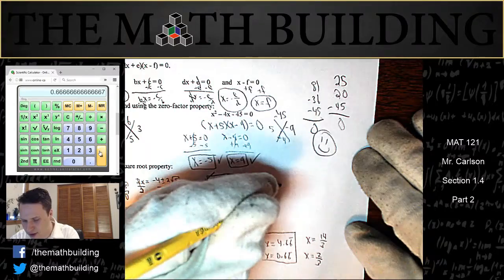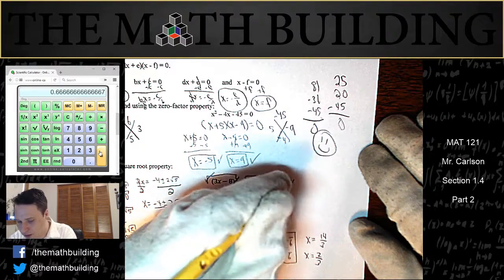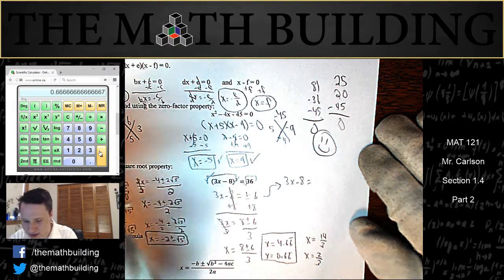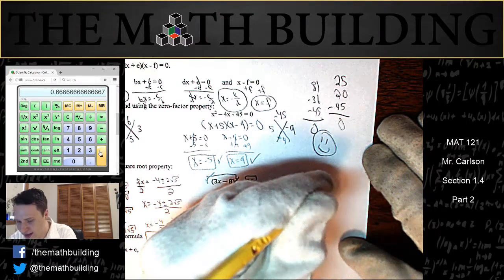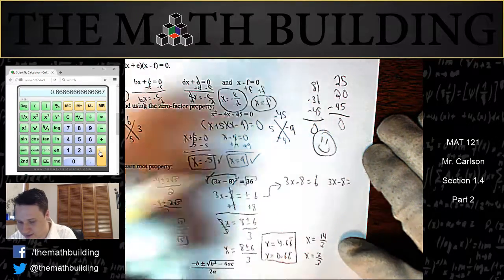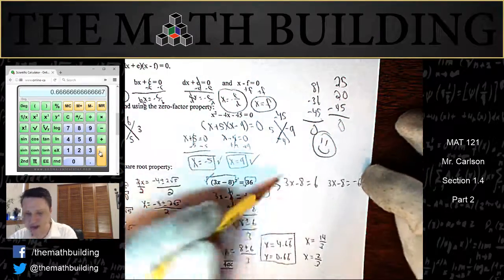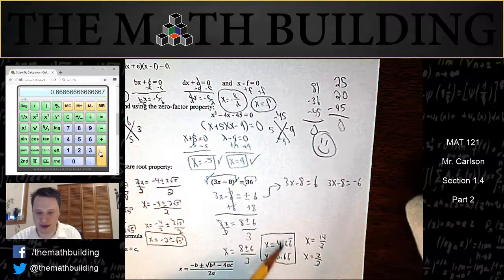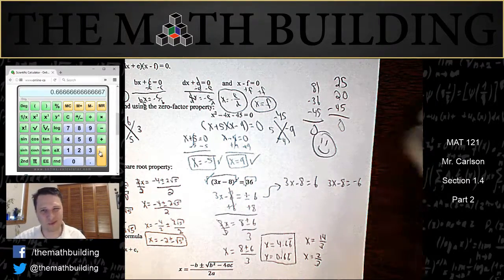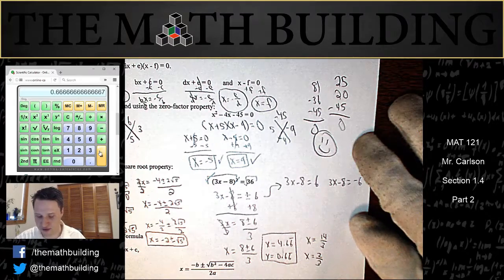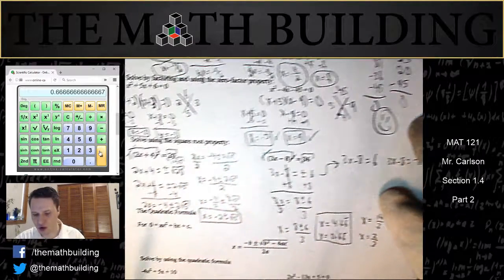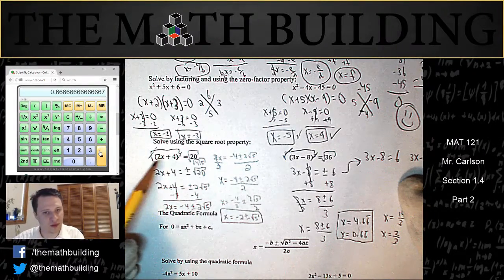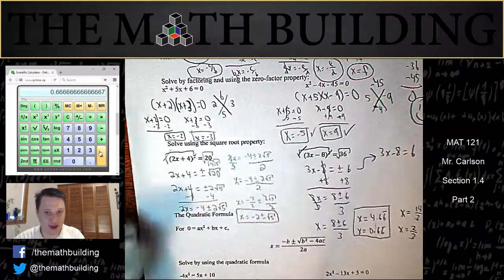As I said, if that process kind of confuses you, you could rewrite it like this: 3x minus 8 equals 6, and 3x minus 8 equals negative 6, and then just solve those two equations separately to get the two answers. So whatever procedure you like and get right is the one you should use. So that's how to use a square root to solve this, if it's set up for that.